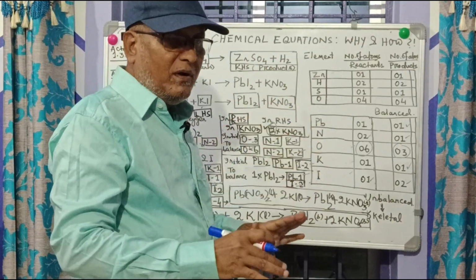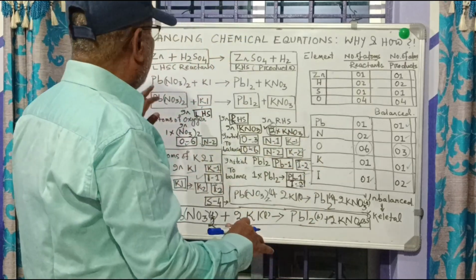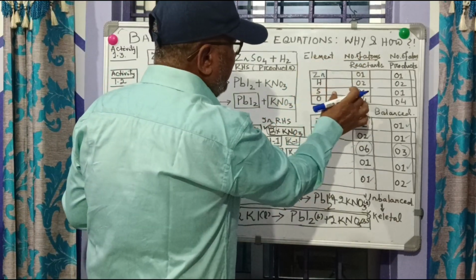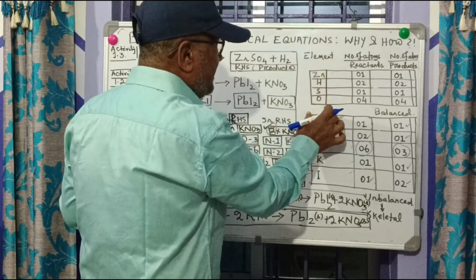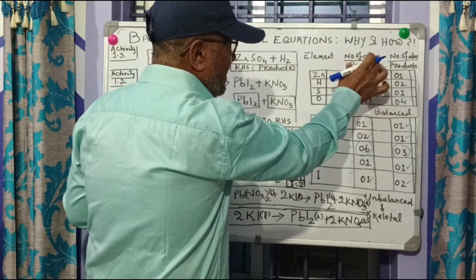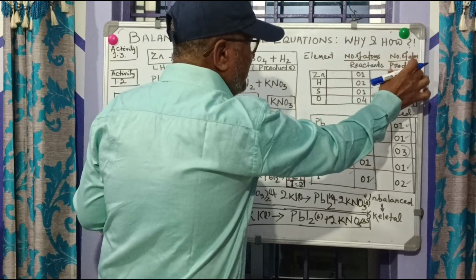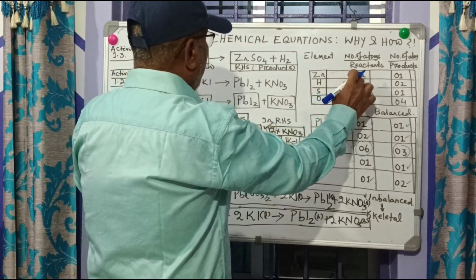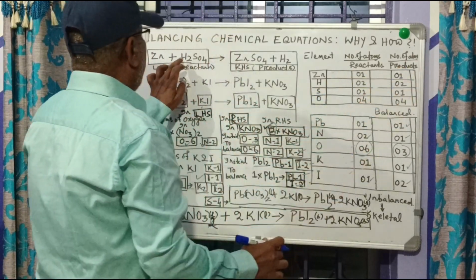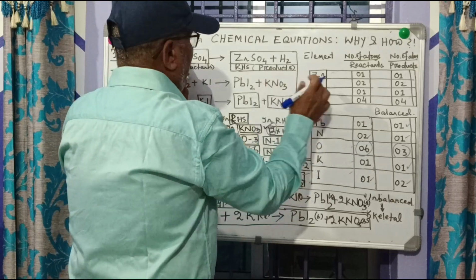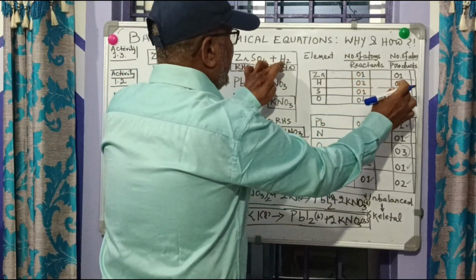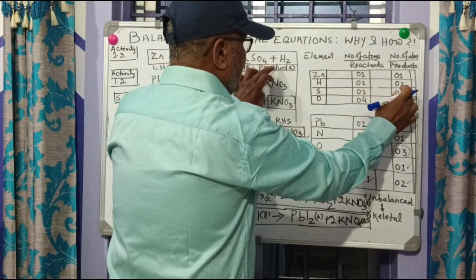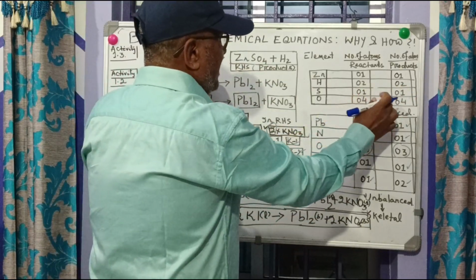So let's make a table and count them one by one. This is the table. Now you see three columns: element, number of atoms in reactants, number of atoms in products. Here you see zinc, one atom in the reactant, one atom in the product. Hydrogen, two atoms and two atoms. Sulfur, one atom in the reactant and one atom in the product. Oxygen, four atoms and four atoms.